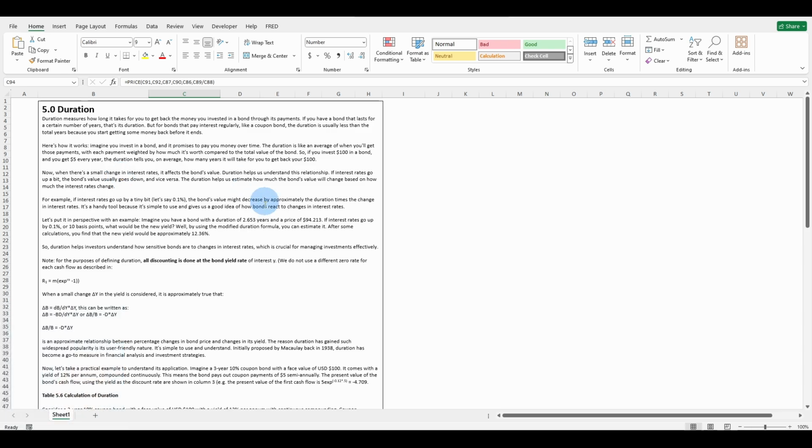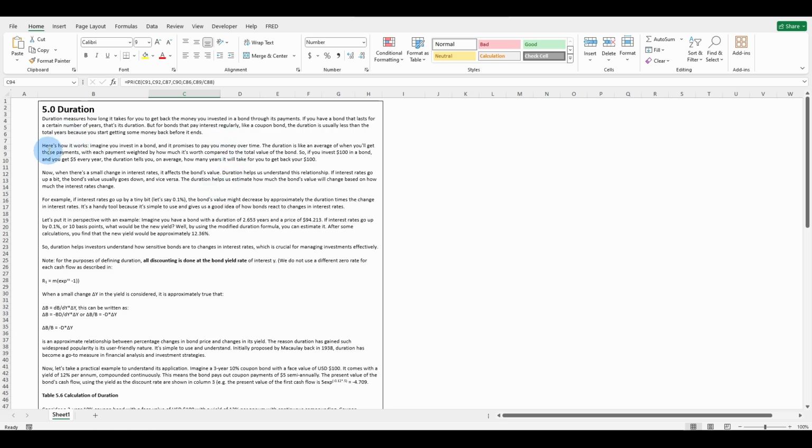Duration is very simple, but if you don't incorporate it into your daily operations, I'll shut up and just explain what duration is all about. Duration measures how long it takes for you to get back the money you invested in a bond through its payments. If you have a bond that lasts for a certain number of years, that's its duration. But for bonds that pay interest regularly, like a coupon bond, the duration is usually less than the total years because you start getting some money back before it ends.